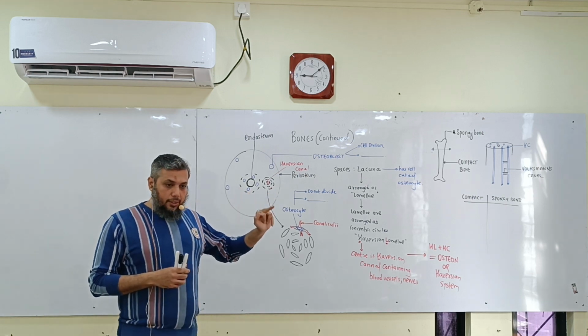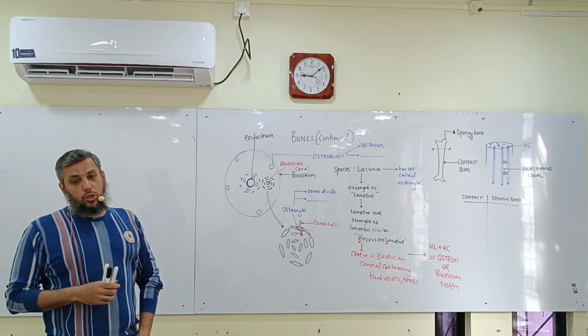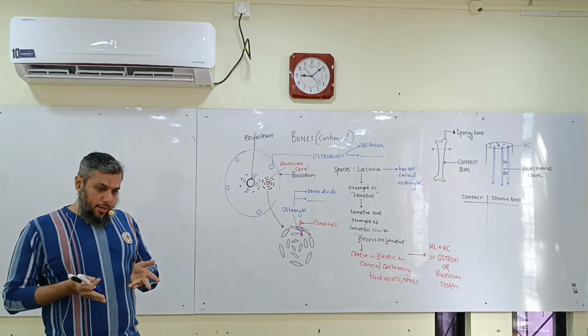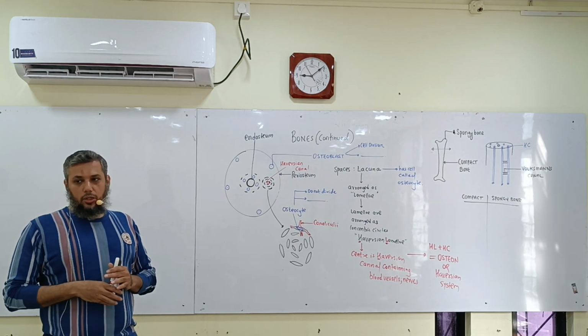The Haversian canals are interconnected by vertical canals or horizontal canals? Connected by horizontal canals. And those horizontal canals are called what?